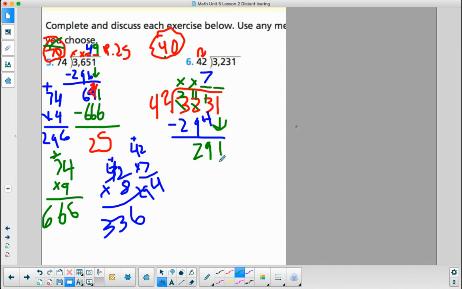How many 42s in 291? No idea, so I'm going to use my 4. How many 4s in 29? There's 7. So that tells me there's about 7 40s in 291. There's probably about 7 42s in 291. But 7 42s was 294. So there's not quite 7.